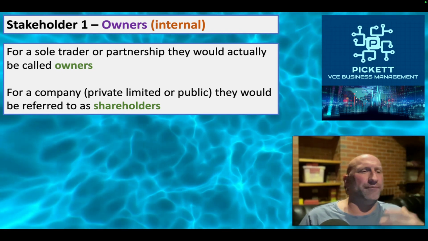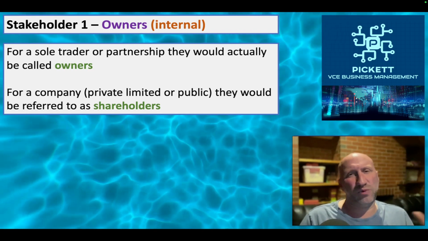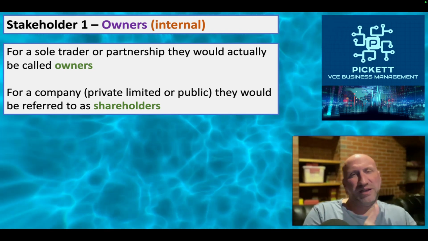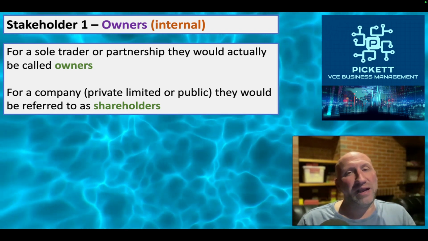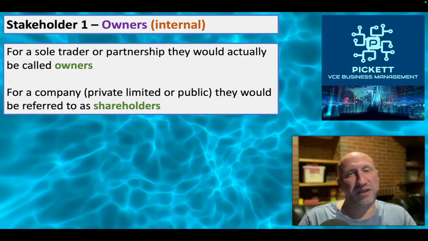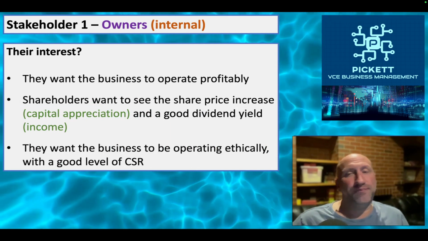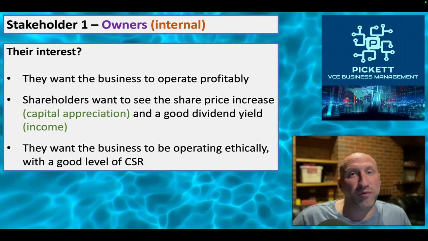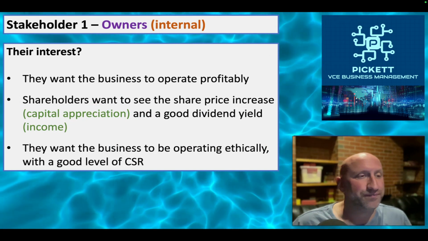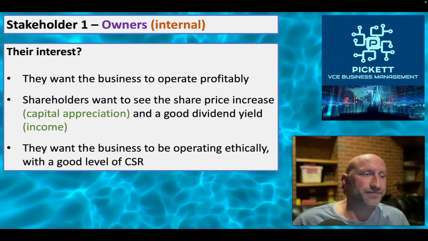This is just a matter of being accurate in our use of language. If you talked about owners when we're talking about a company, it doesn't make sense. Talking about owners of a business would hint that we're talking about a sole trader or a partnership. Similarly, the other way around. So just get used to that language and use it to refer to the ownership of those particular types of business. Now, what is their interest in the business? Obviously, they want the business to operate profitably. These are the owners of the business. They're going to be seeking a return on their investment, so they want the business to be profitable.